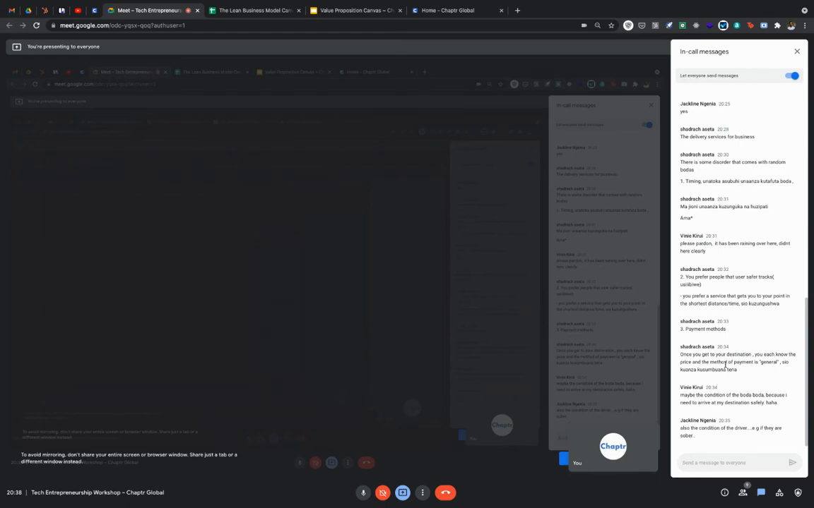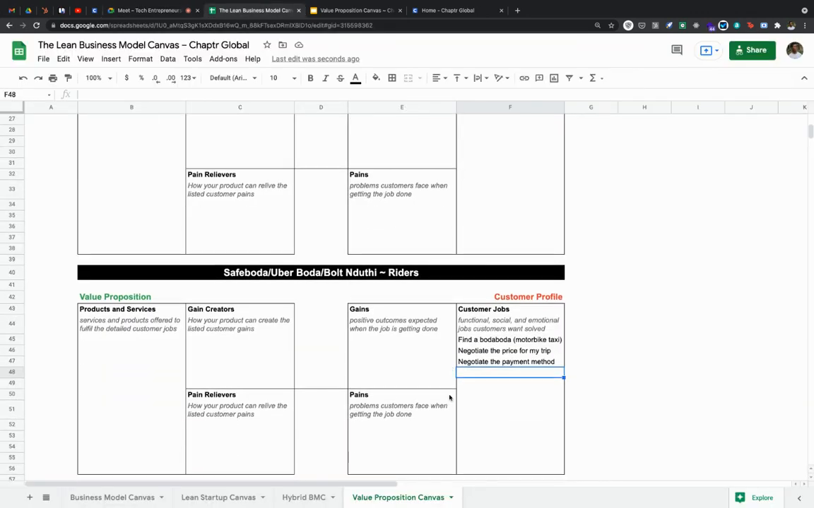And that was already said: timing, being able to find the boda, and second, you prefer bodas that are simpler and that use known routes. And then the payment methods, will you be paying in cash and how much will you be paying? Or, for example, with the likes of Uber and Boda, the method of paying is somewhat known or general, like pay with M-Pesa.